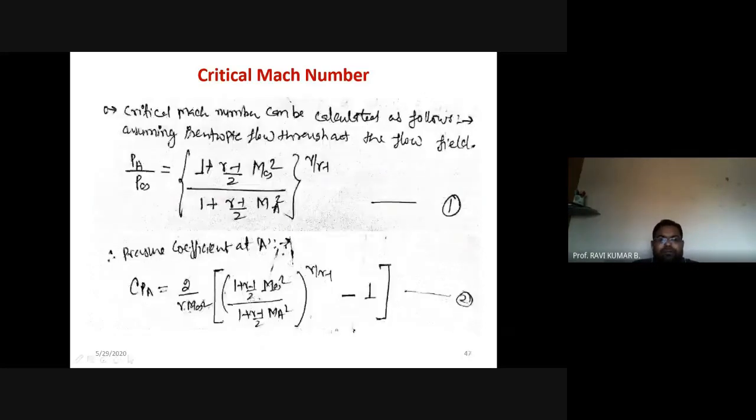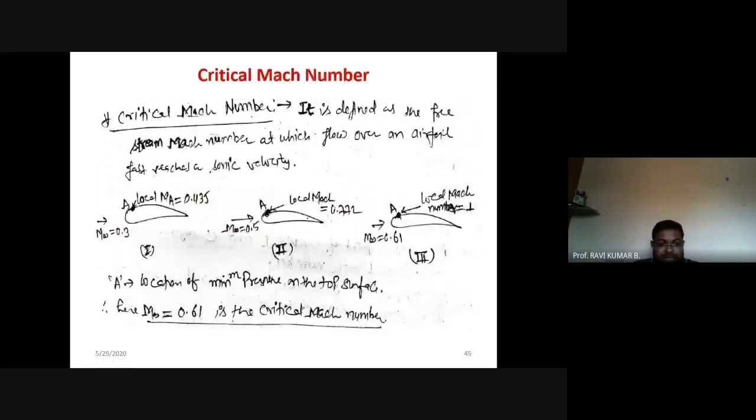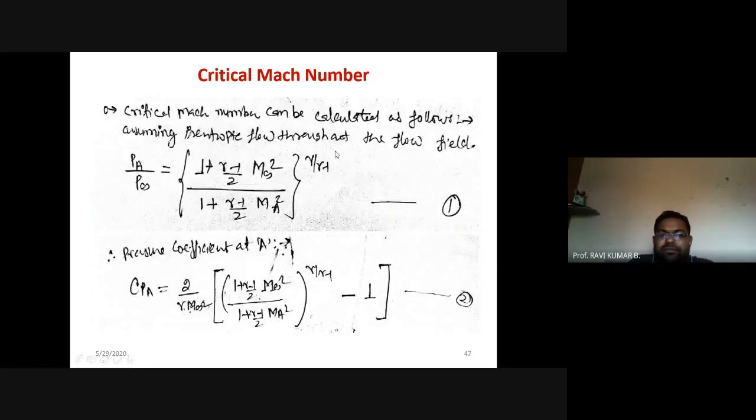So how do we calculate the value of the critical Mach number analytically? Experimentally, by a simple experiment we have done, we have found that for a given geometry, this is the critical Mach number. Now, how do we find the critical Mach number? We will calculate it by using standard isentropic relations.